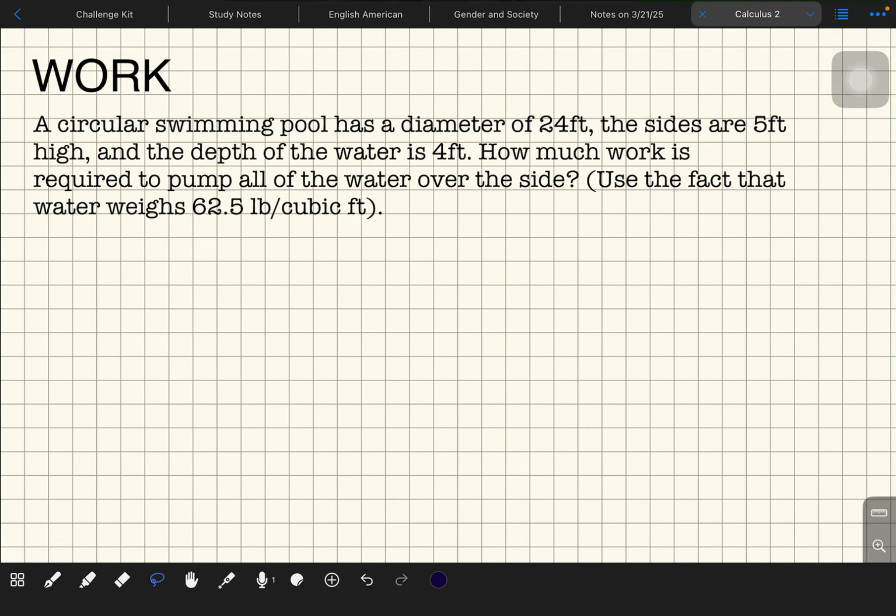So here's the problem. A circular swimming pool has a diameter of 24 feet. The sides are 5 feet high and the depth of the water is 4 feet. How much work is required to pump all of the water over the side? Use the fact that water weighs 62.5 pounds per cubic foot. So, first things first, we need to list or note all the given values that the problem has given.